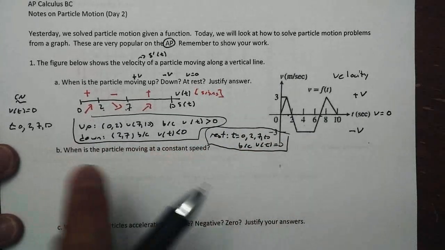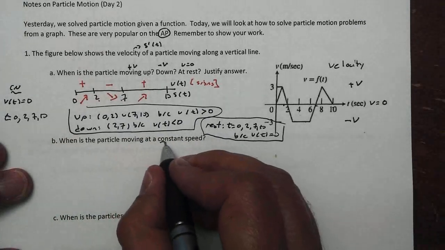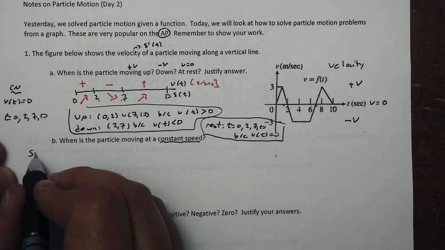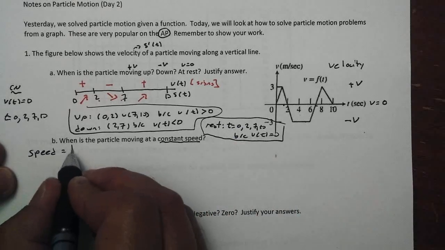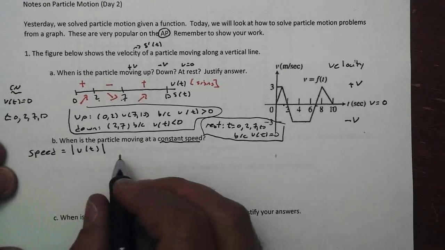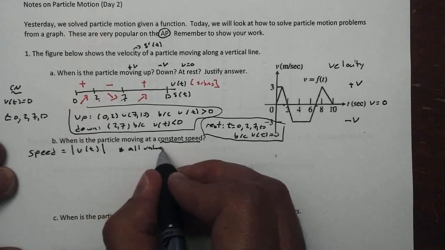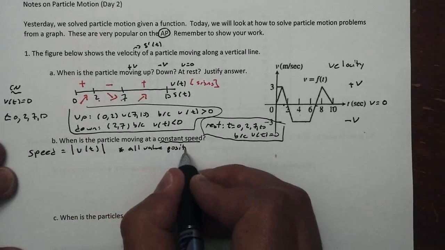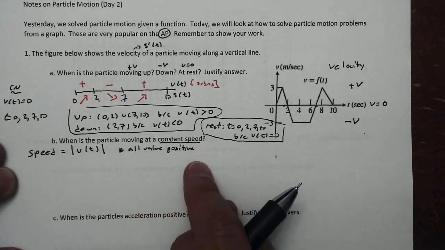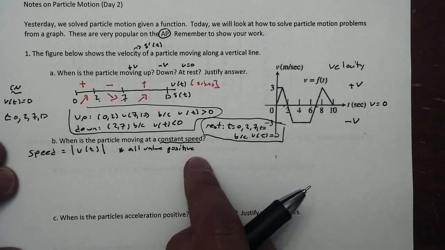All right. The next one is an interesting question. It asks, when is the particle moving at a constant speed? So let's define what speed is. Speed is the magnitude of velocity. What that really means is that all the values would be positive. Speed cannot be negative. That's why a speedometer always measures positive. Next time you're driving your car, put it in reverse and look at your speedometer. Well, safety-wise, have somebody else look at your speedometer. It'll be positive.